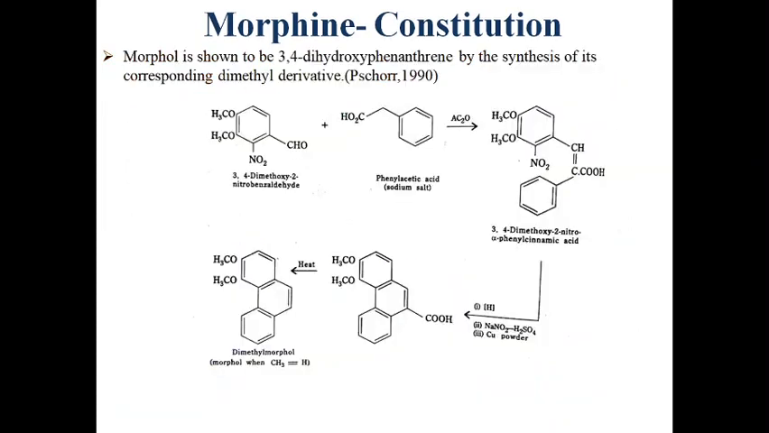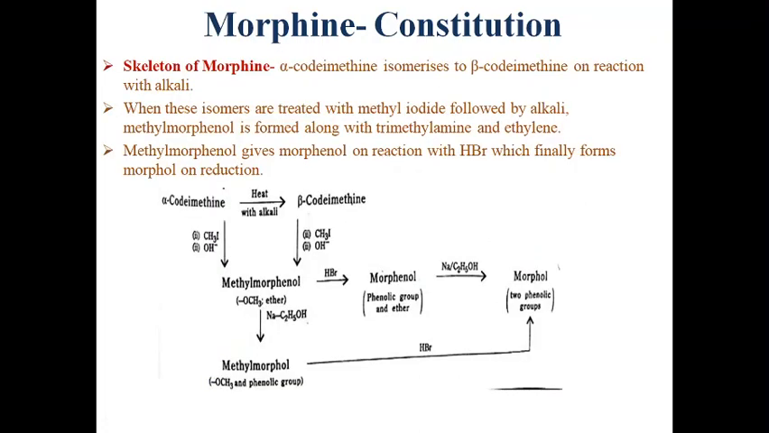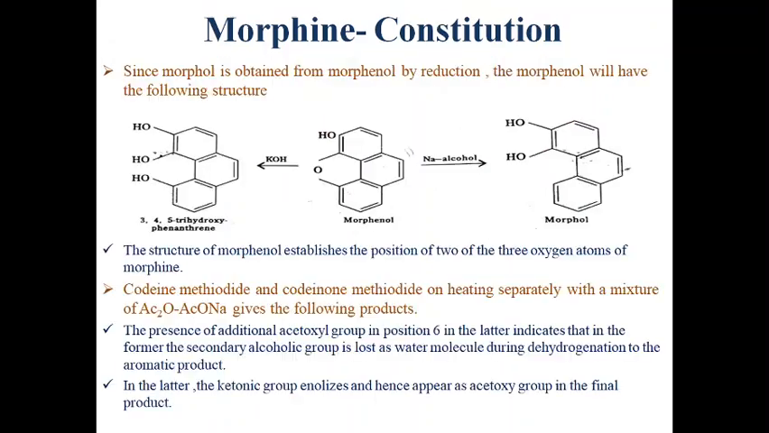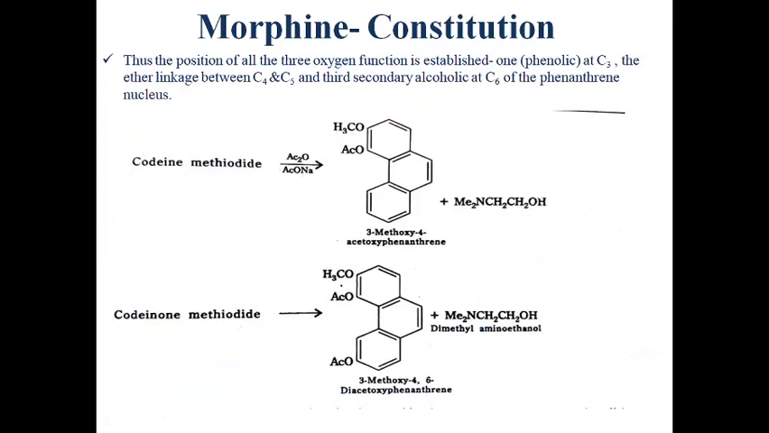Now you can see the position of the 3 oxygen groups. We have determined all 3. One is at the 3rd position. The second is in the form of an ether linkage at C4 and C5, and the third one is at the C6 position, which is of secondary alcoholic nature.